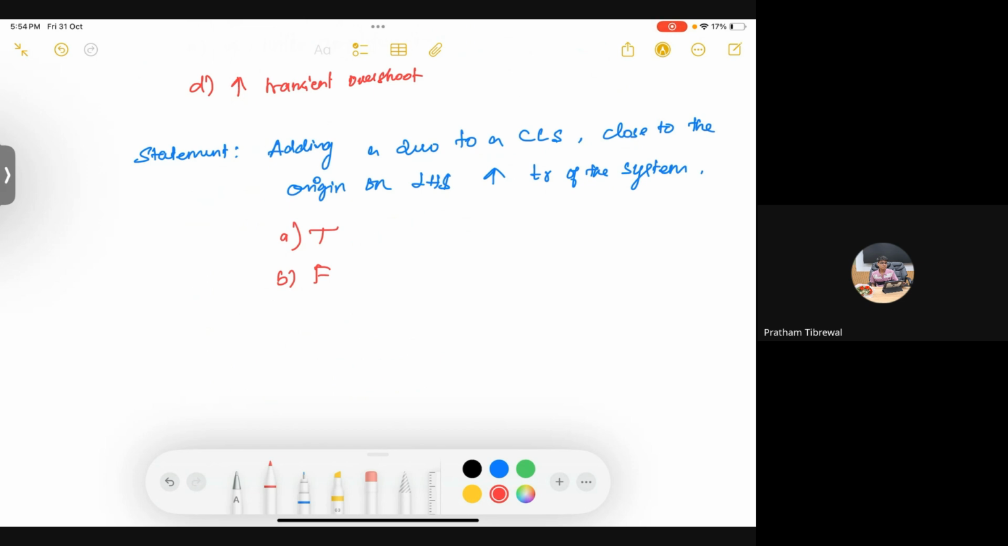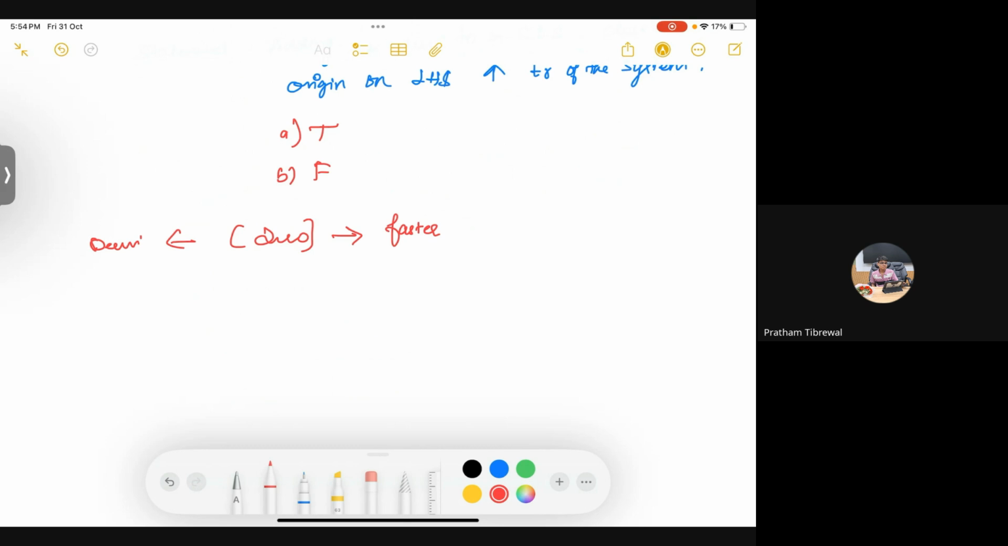Correct. Very good. So adding a zero to a closed loop system will initiate a faster response, and this faster response will result in the decrease of the rise time. So increasing the rise time is the false statement here. So zero will make this system work faster. That's why adding zero means adding a derivative control, right? Because when you take a Laplace transform, d by dt of something, you will get Kd into s. So this is like adding zero at the origin.